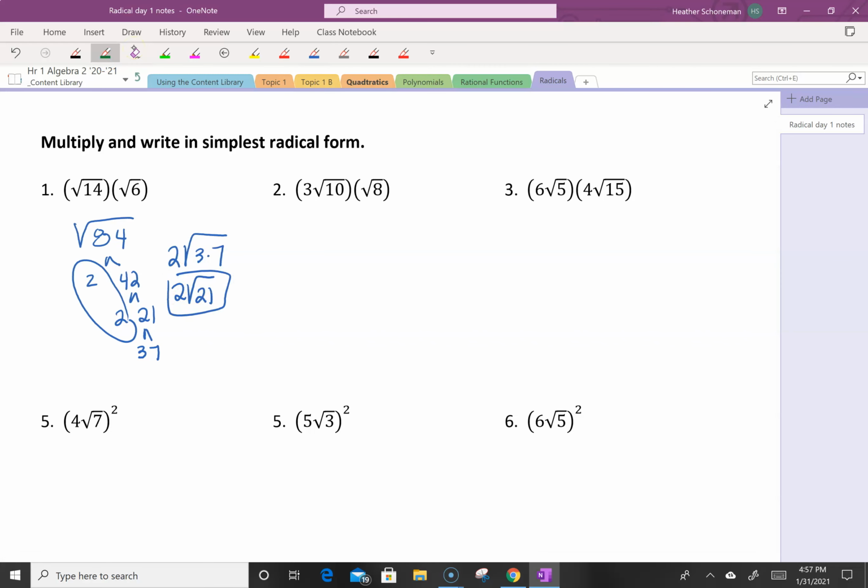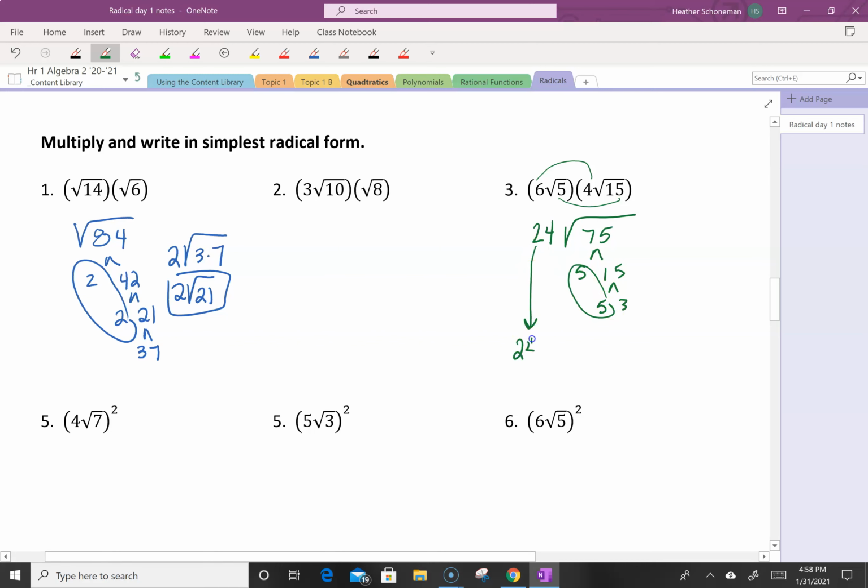Okay, let's skip over to number 3. Let's see what happens on number 3. So I'm going to multiply the numbers that are outside and the numbers that are inside, but I can't mix and match. So 6 times 4 is 24. Inside I have 5 times 15, which is 75. Well, I just multiplied 5 and 15, so I know that's got to work, right? So outside, the 24 is still there. The 5 comes out, but now the 3 is inside. So I have 24 times 5, and this is going to give me 120 square root 3.